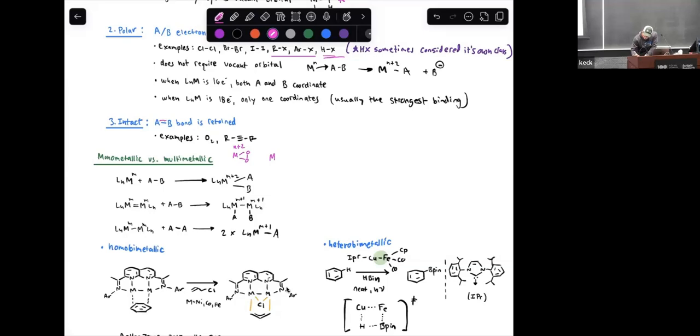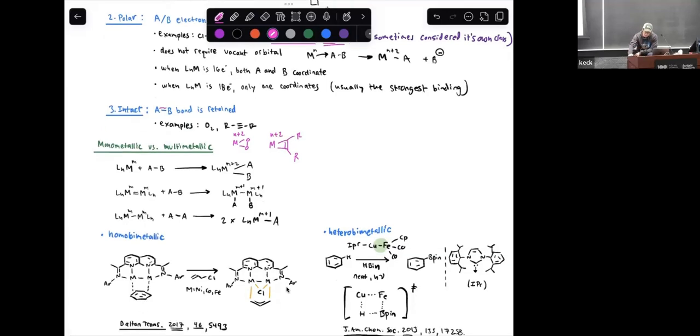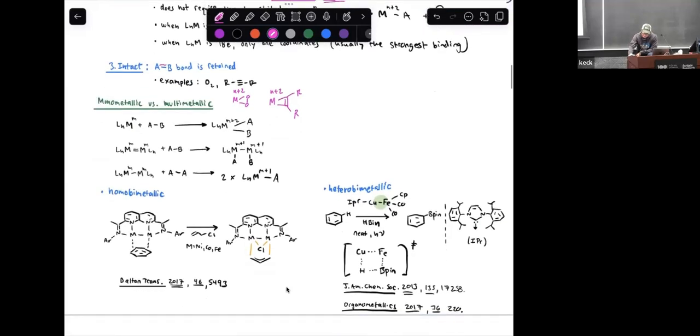And then we talked about metallocyclopropane. So if you coordinate an alkyne, you can make a metallocyclopropene and oxidatively add to that by the same logic. And so some kind of bonding interaction between A and B is retained.